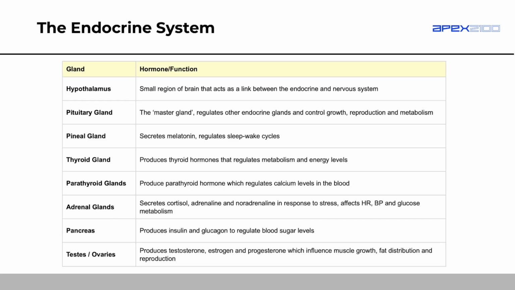So here's a quick little cheat sheet for you with all of the glands and a brief explanation of their hormones and their functions.